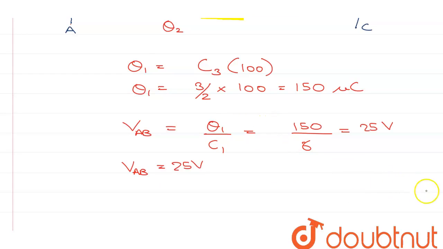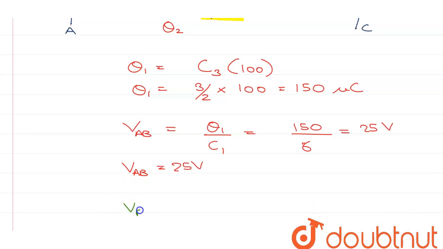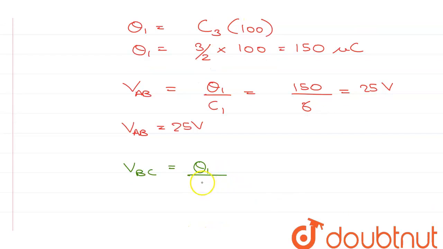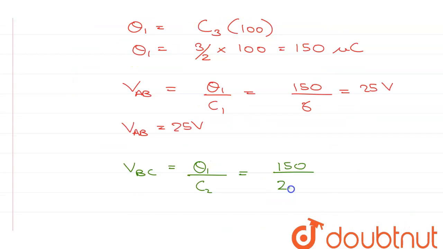Similarly, for the potential difference between B and C, I can move this point C right to the junction. So VBC will be equal to the charge divided by the equivalent capacitance between them, which is C2. So Q1 is 150 microcoulomb, so 150 divided by C2, and the value of C2 we calculated as 2 microfarad, which gives me 75 volts. VBC is equal to 75 volts.